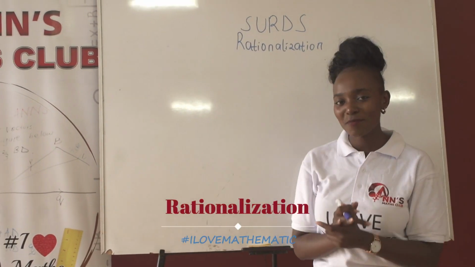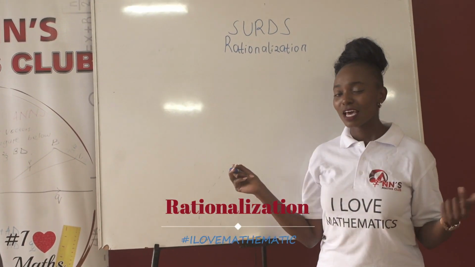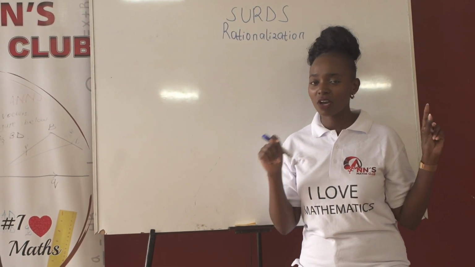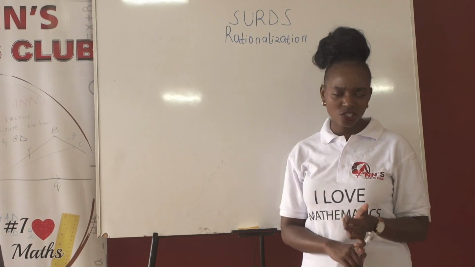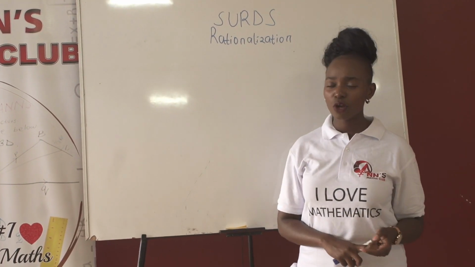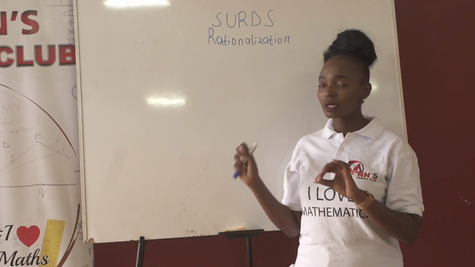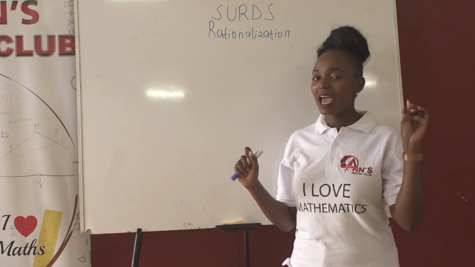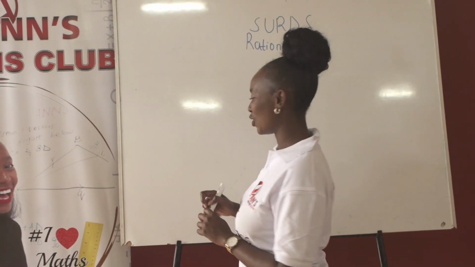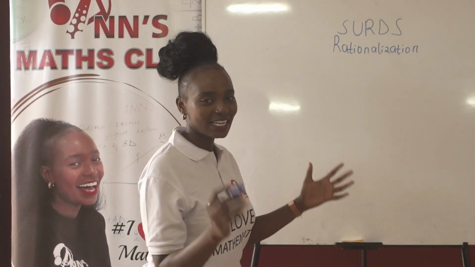Amazing. So we're going step by step into surds. If you're watching this video for the first time, I urge you to go back and watch our previous videos. We've talked about addition and subtraction of surds. We've talked about multiplication and division. We went ahead and guided the students into simplification. And now we're going on to rationalization. So let us get into it.